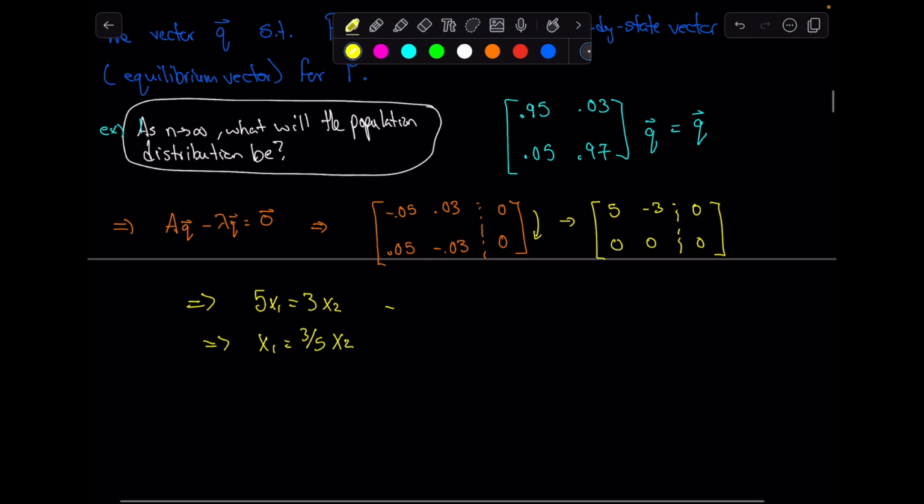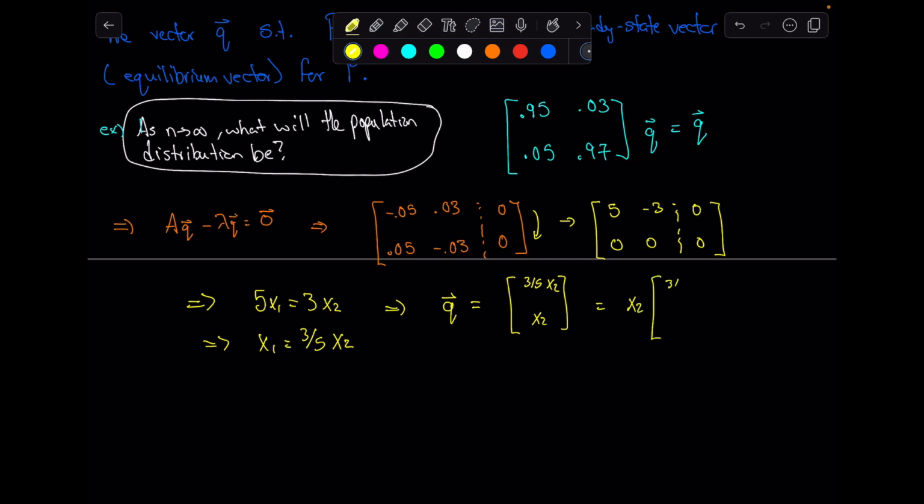And so from this point, this implies that our equilibrium vector Q is just going to be 3/5 x2 and x2, or in other words, we're going to get x2 times 3/5 and 1. And at this point, you might be looking at this thing and going, well, this isn't a probability vector at all. And I would say, yes, I totally agree with you, right? Because this column adds up to be larger than 1.